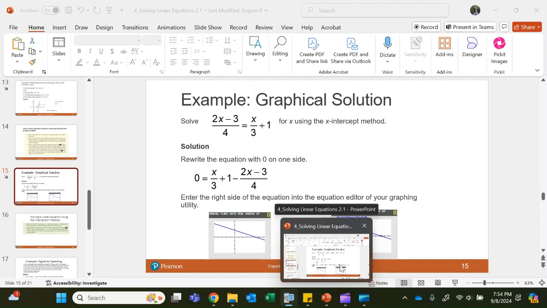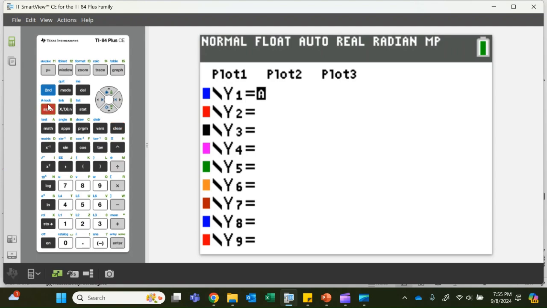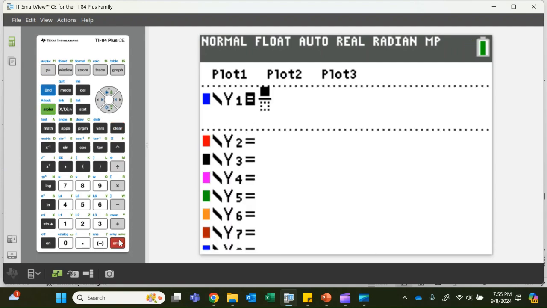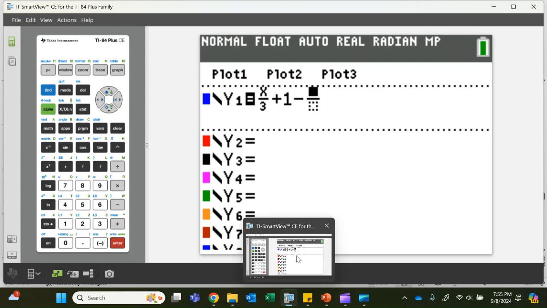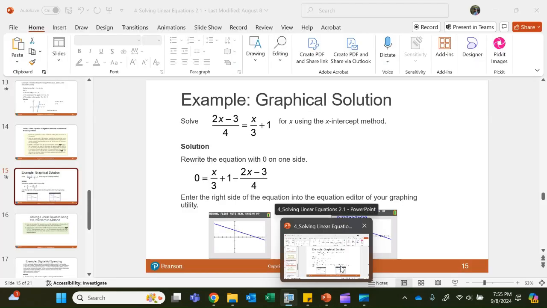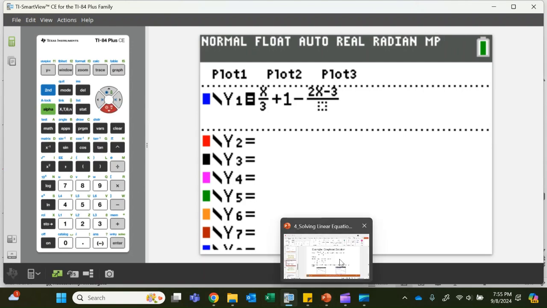Okay, the x over 3 plus 1. I'm going to do alpha f1 so I can put it into fraction form. X over 3 plus 1 minus, and I'm going to pull up another fraction here for my next set of fractions. Good thing about YouTube is if you're confused about how I'm doing these commands, you can pause and rewind and watch the exact buttons that I'm hitting. So I've got a 2x minus 3, I believe it's over 4.